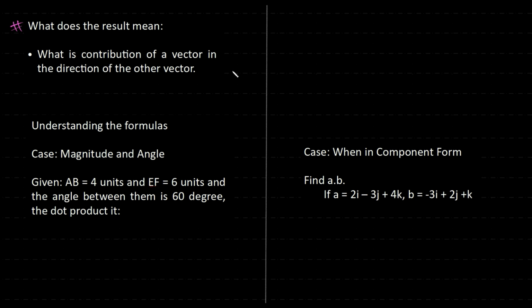Now, what does the result mean? So this is a very important question. It will help us understand the concept and we'll understand why a particular thing is used in a particular scenario. If you understand the basic concept of whatever we are studying, then we'll get to decide if we have to do scalar product or vector product. Okay. Now, what is the contribution of a vector in the direction of the other vector is what the result of dot product gives. Let me show what I mean.